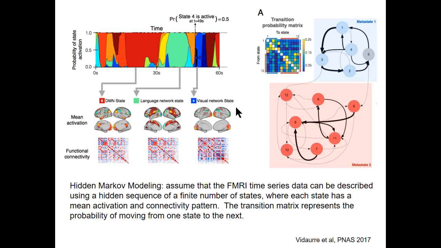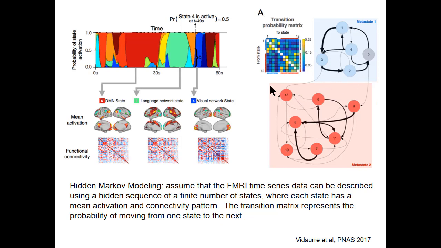So once again, the claim is that every time point in the fMRI time series is a realization of one of these states, where each state has a mean activation pattern and also a covariance matrix, which is essentially the functional connectivity inherent to that state. And since it's a probabilistic framework, for every time point you can ask, what is the probability that I was in that state? And you can assign different states. And then you can also look at the transition probability between states.